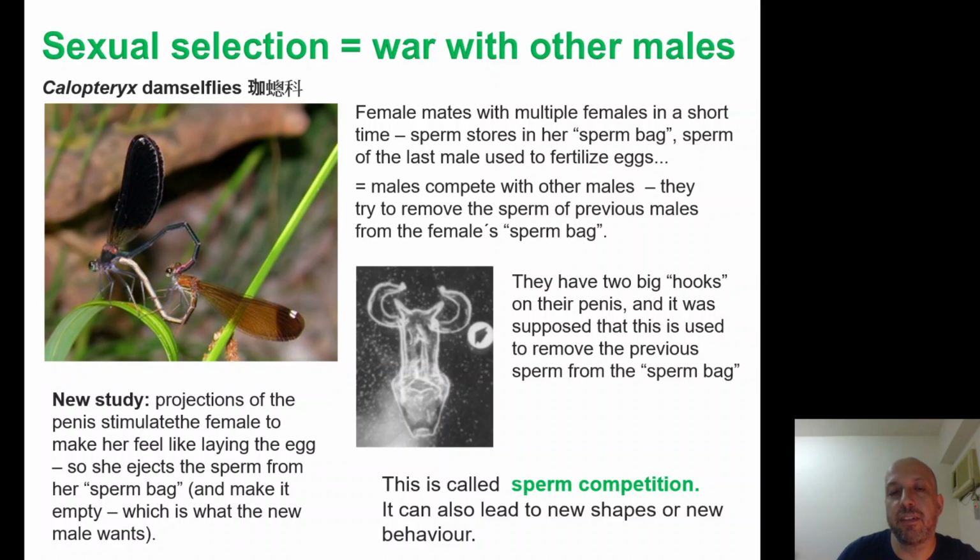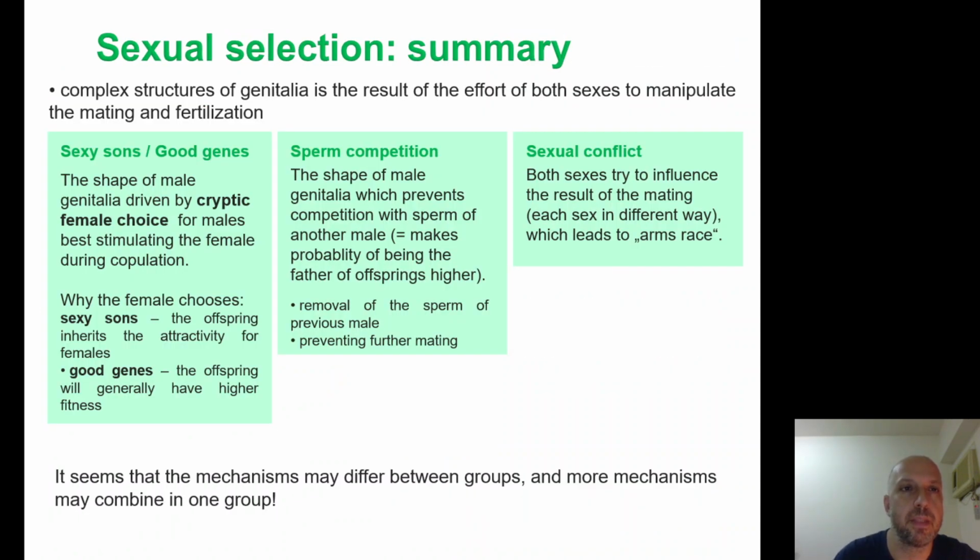Once the female feels something like that, she releases the sperm to fertilize the egg, right? So if she's stimulated in the correct way, she releases by herself the sperm of the previous male, and the new male can be sure that his sperm will be used for the offspring. So this is what we call sperm competition.